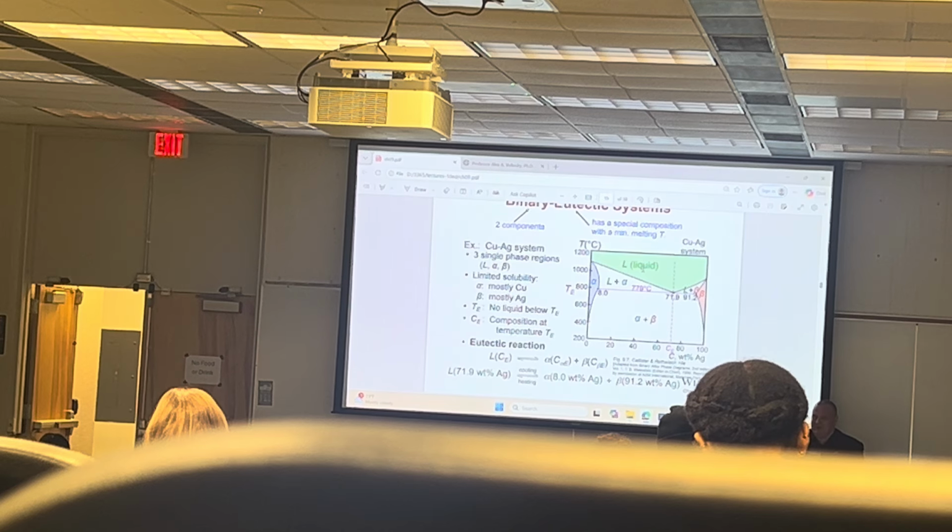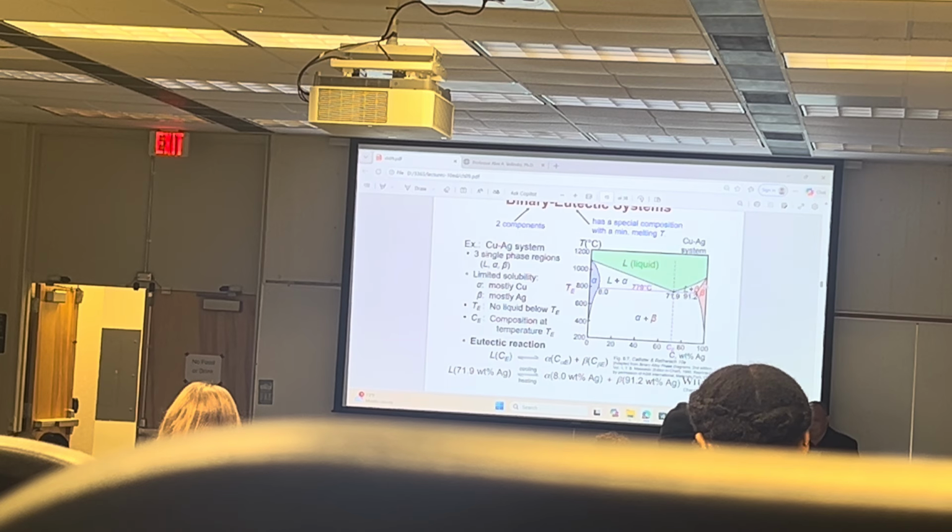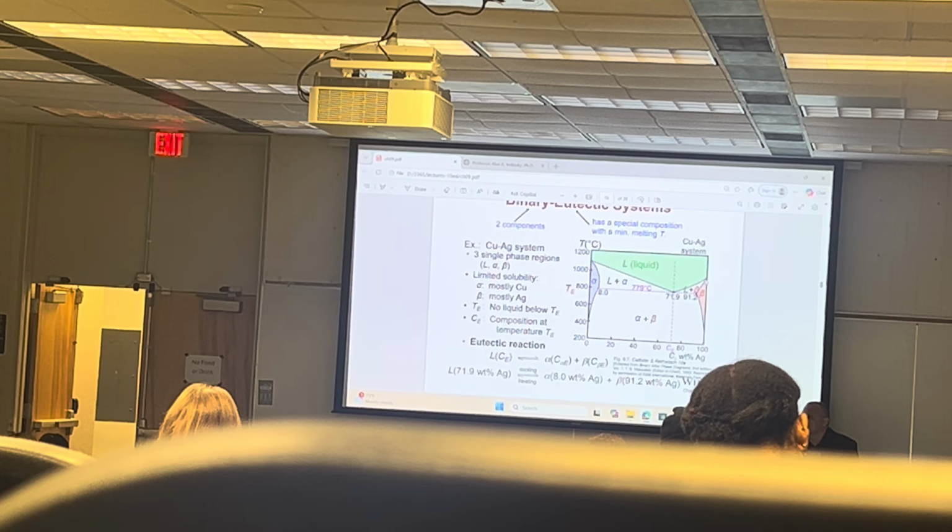Okay. So we go from here, and this is pure beta, which means that there's limited solubility, and this means that the beta phase is all silver. There's no copper here. And then at this point it melts because it starts to form a liquid. What's the temperature? Roughly, right here. It's close to 1,000 degrees. That's the melting temperature of silver.